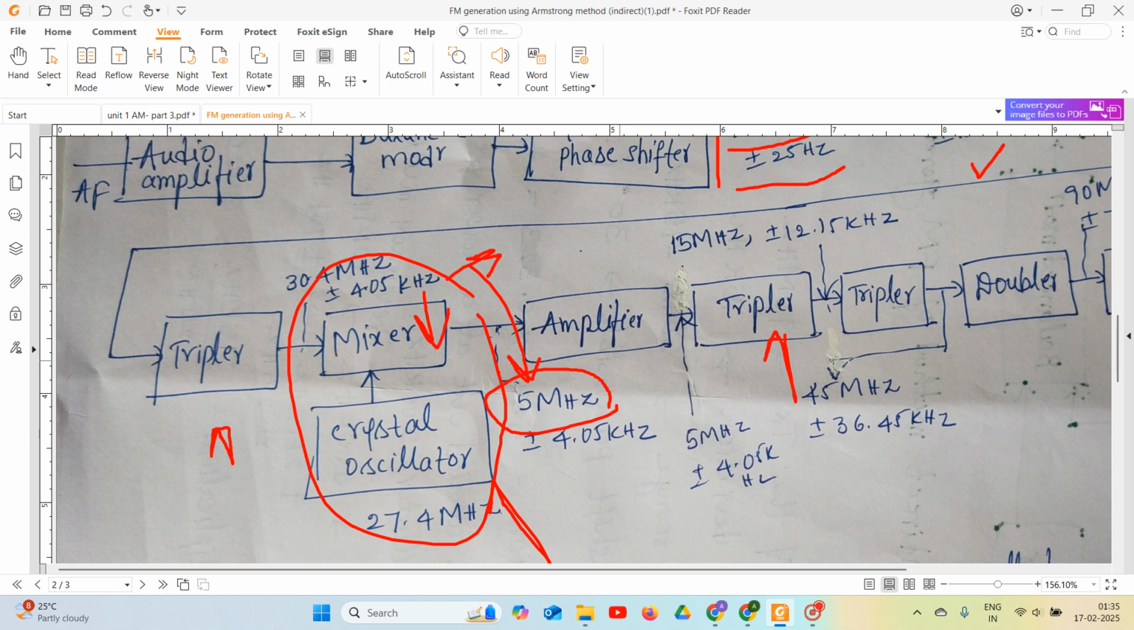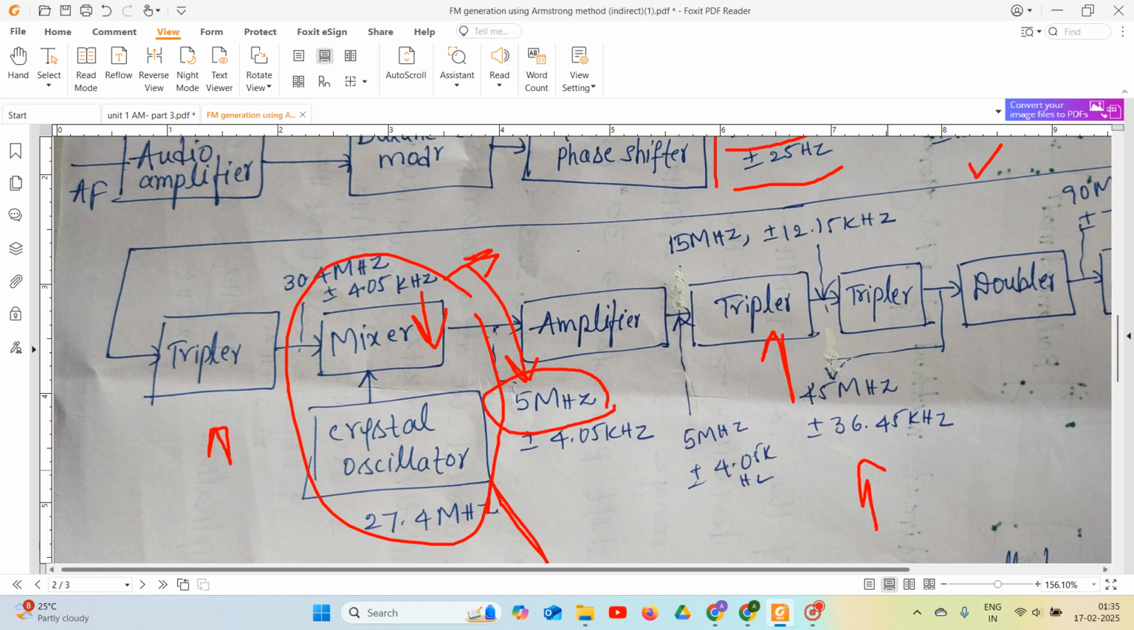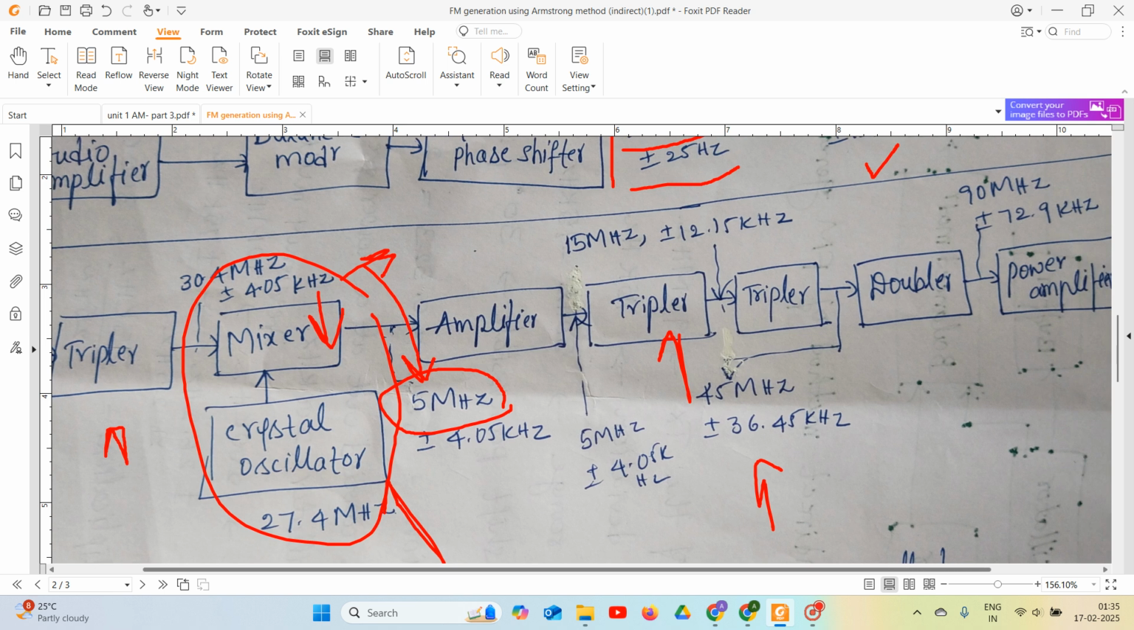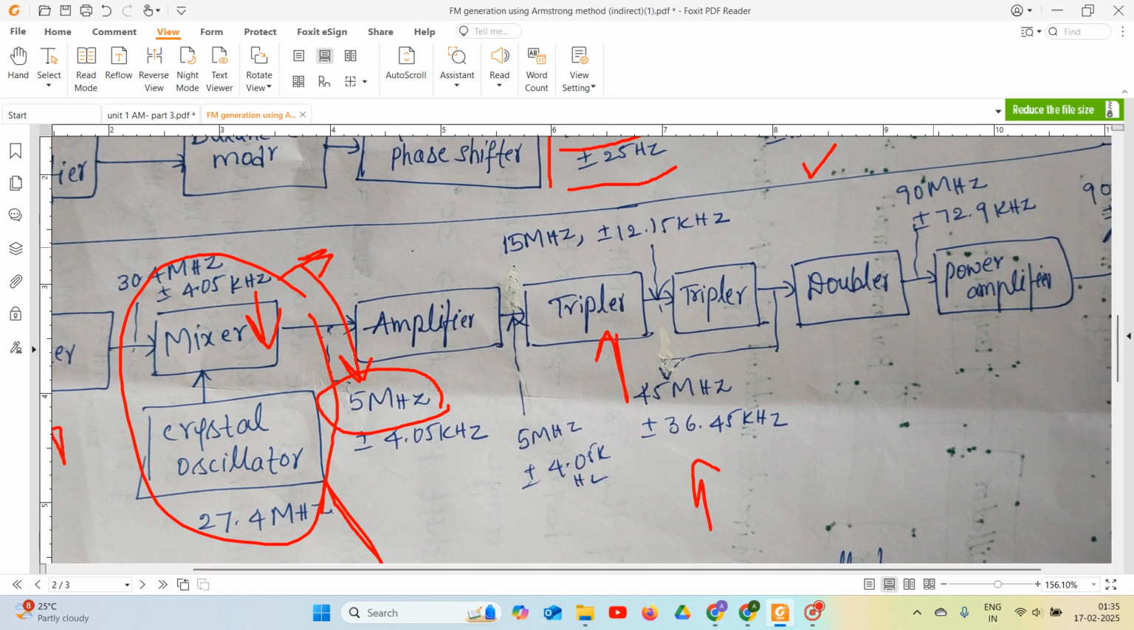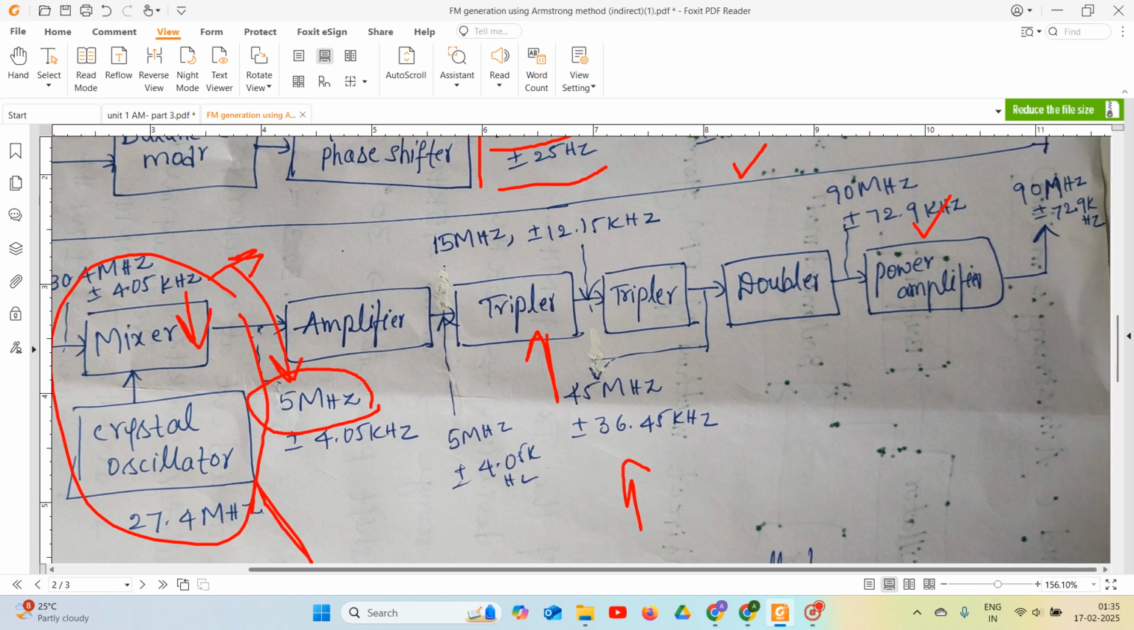After that I will send it to the amplifier. Then again I will send it to the tripler. So I have achieved a 45 megahertz carrier frequency with a frequency deviation of 36.45 kilohertz. Again I will send it to the doubler. After the doubler, I am sending it to the tripler. So I have achieved 90 megahertz with a frequency deviation of 72.9 kilohertz. My required deviation is 75, but we can't achieve exactly that, right, due to many reasons.